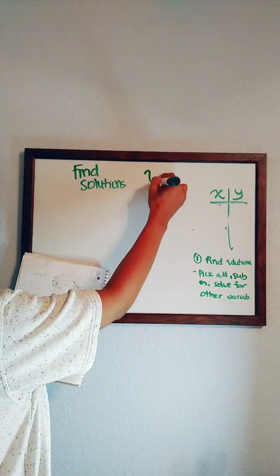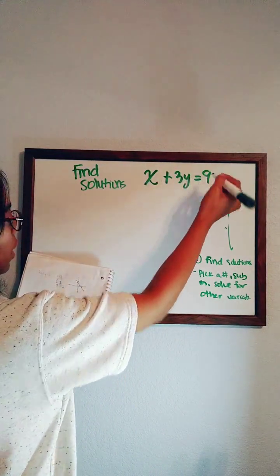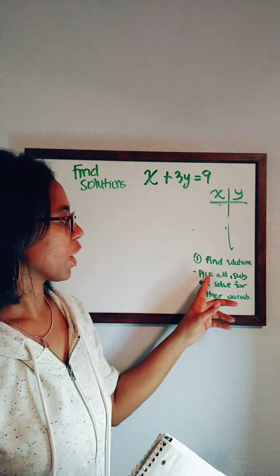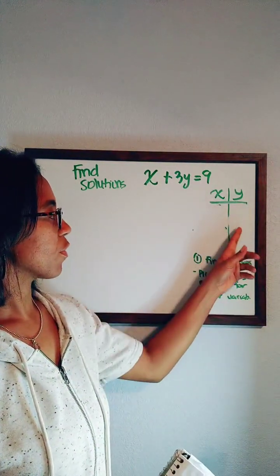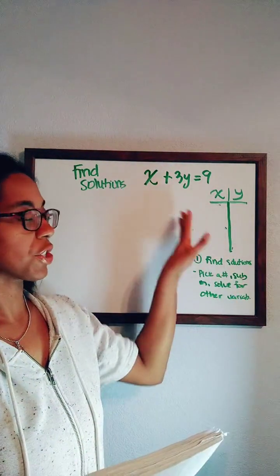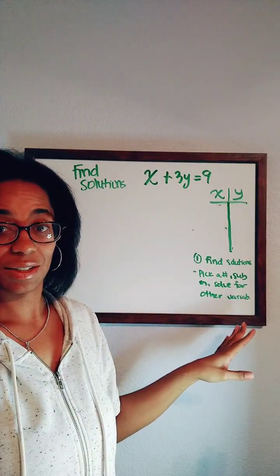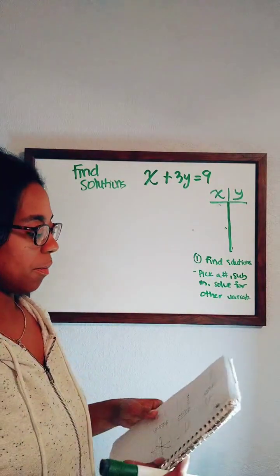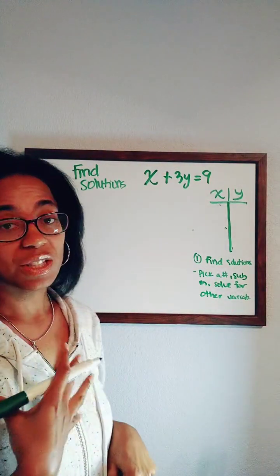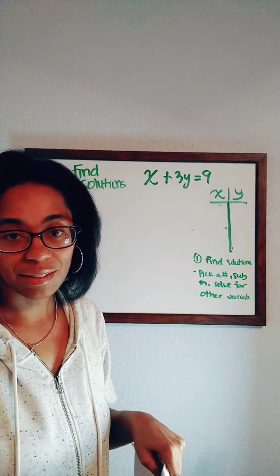All right, so let's try the equation x plus 3y is equal to 9. So remember, we're going to pick a number for x or for y. It doesn't matter what number. You just have to be careful. I was very strategic when I picked my numbers because I wanted to make sure not to get a fraction. So I always choose 0. Sometimes it does give you a fraction, but that's okay.